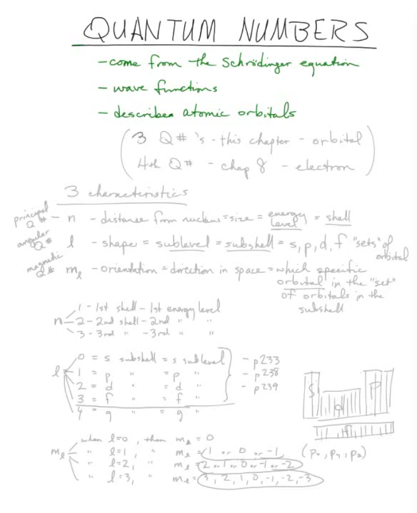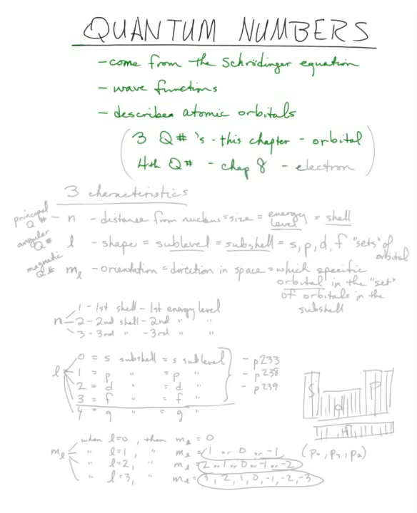So we're going to talk about 3 different quantum numbers, and I'm just going to abbreviate quantum numbers as capital Q and the number sign. 3 quantum numbers are going to be covered in this chapter, chapter 7 in our textbook. And they describe the orbital that the electron is in. Then the 4th quantum number, there's actually 4. The 4th quantum number we're going to discuss in chapter 8, okay?